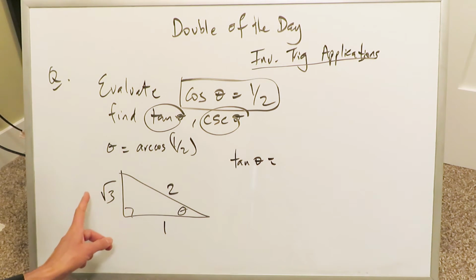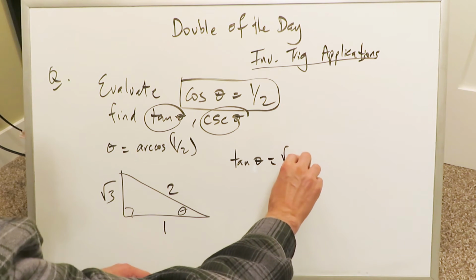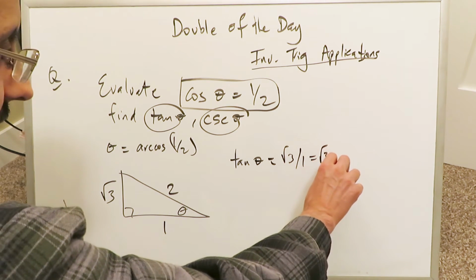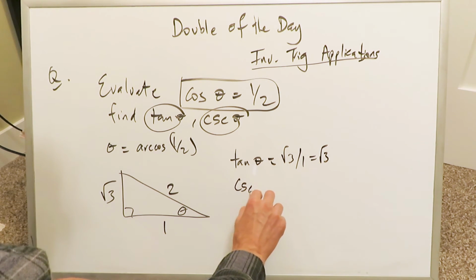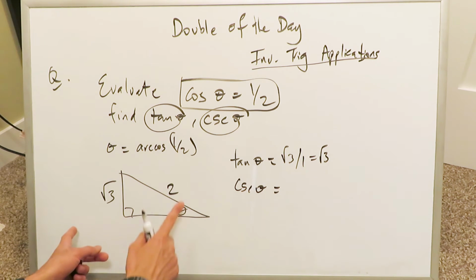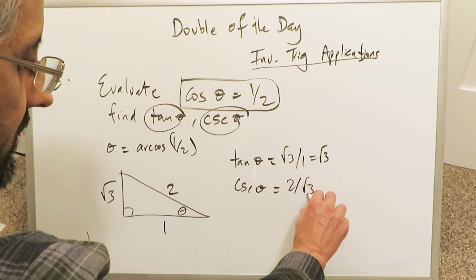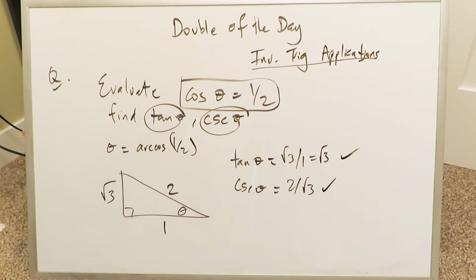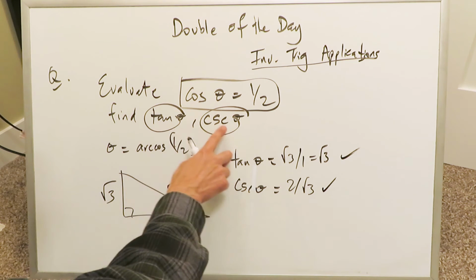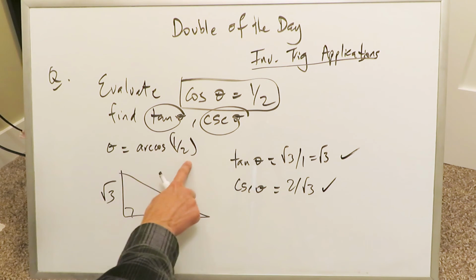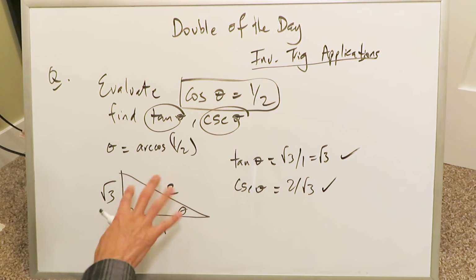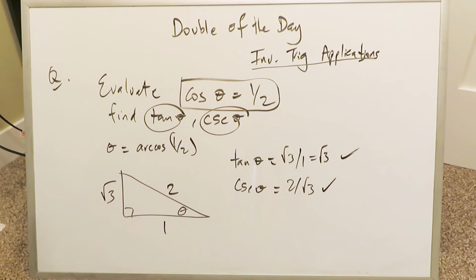Tan theta is equal to opposite over adjacent, which is root 3 over 1, which is just root 3. It looks right to me. Cosecant theta is equal to hypotenuse over opposite, and that will be 2 over root 3. Both of these answers will be right. So you're seeing the gist of these questions. Start with what you know, convert it into an inverse trigonometric function. From that inverse trigonometric function, map out your triangle, then actually evaluate what you are being asked to evaluate.